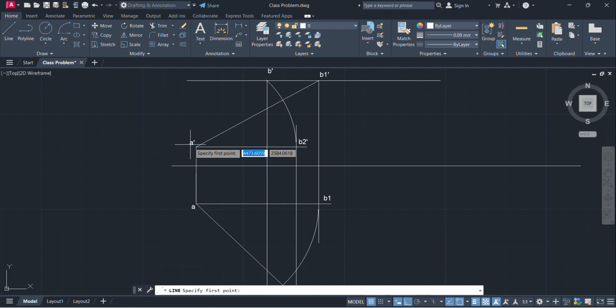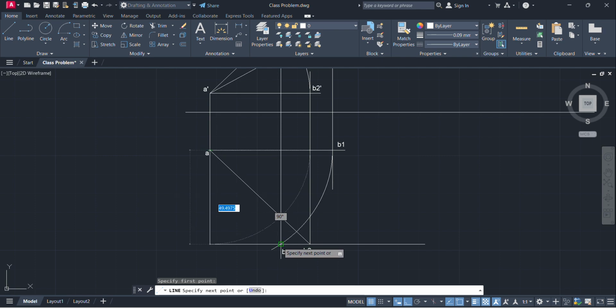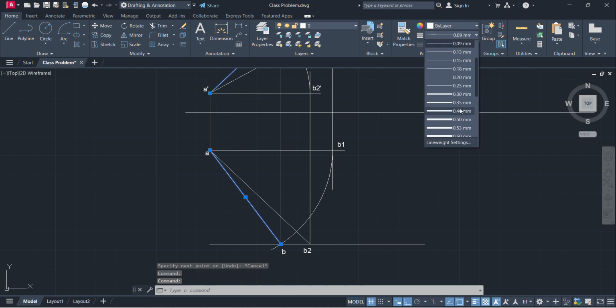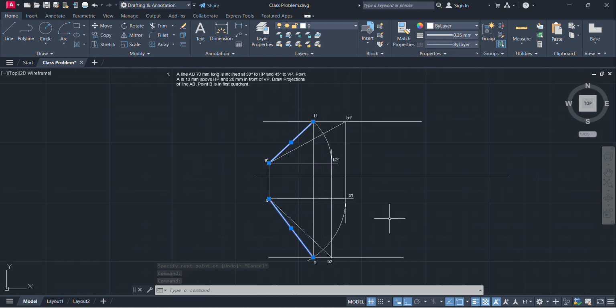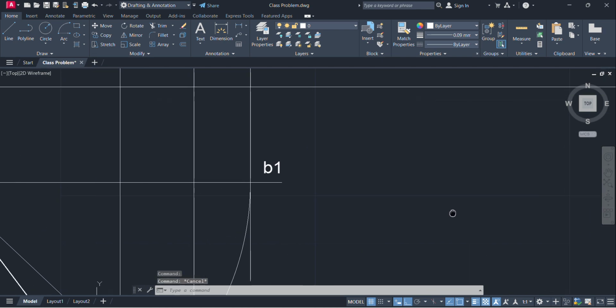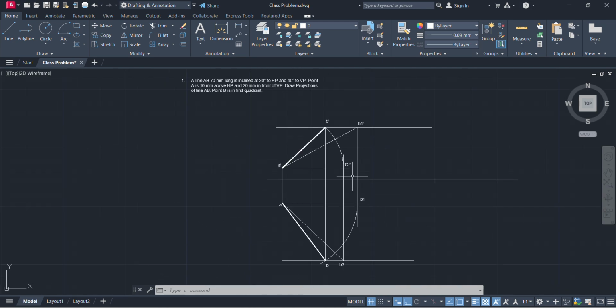I will draw the lines A dash B dash and AB, so that those will be the final positions of the actual line. These are the projections which you are supposed to draw. And since this is the actual view of the line, I will dark it. I'll make it dark by selecting a darker thickness for those lines, just to ensure that all the given data is properly added in the figure.